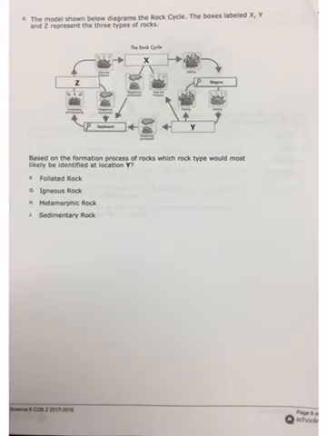Number 8. The model shown below diagrams the rock cycle. The boxes labeled X, Y, and Z represent the 3 types of rocks. Based on the formation process of rocks, which rock type would most likely be identified at location Y? F, foliated rock, G, igneous rock, H, metamorphic rock, J, sedimentary rock.